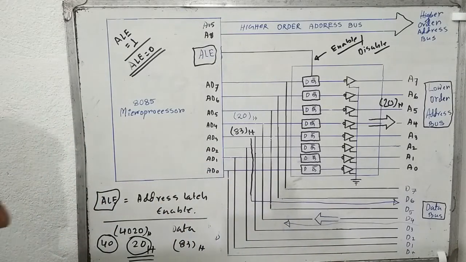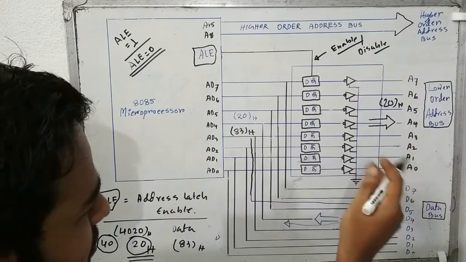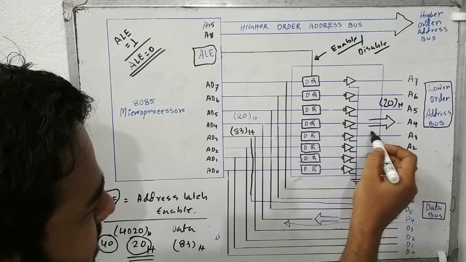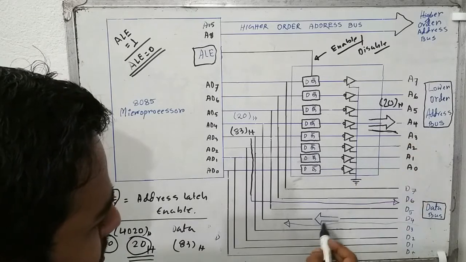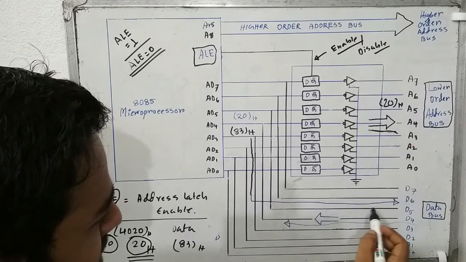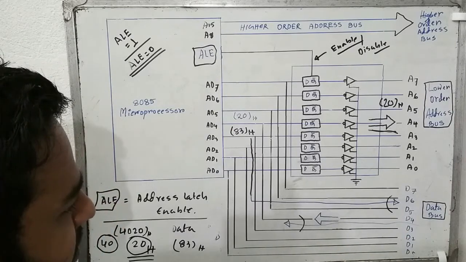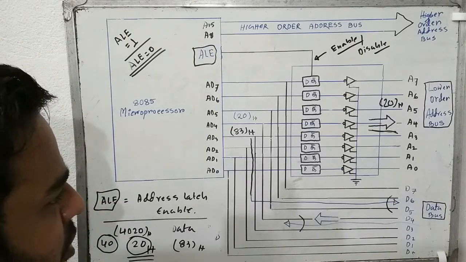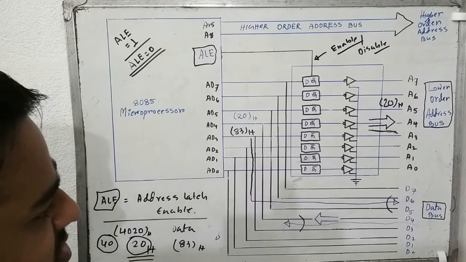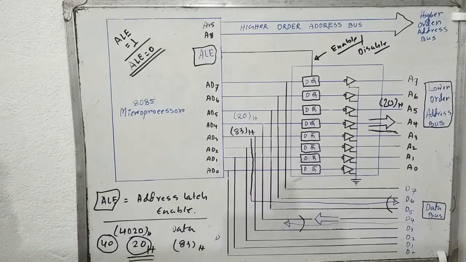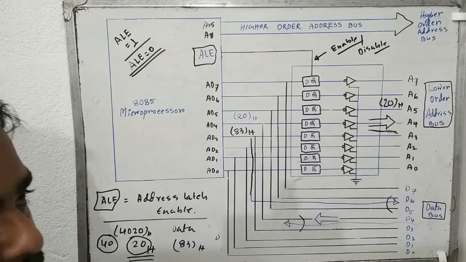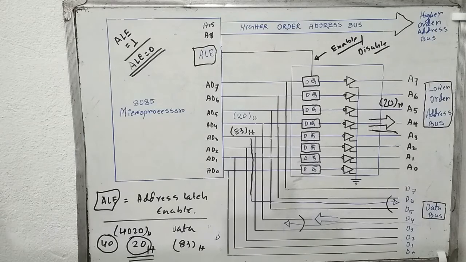As you can see, this process is unidirectional, as you can see from the symbol of that process, and this process is bidirectional. Data can be transferred in both directions, from the memory to the microprocessor or vice versa. In that way you can describe the conversion between the data bus and the lower order address bus. So this picture is very important for our topic. So that's all.